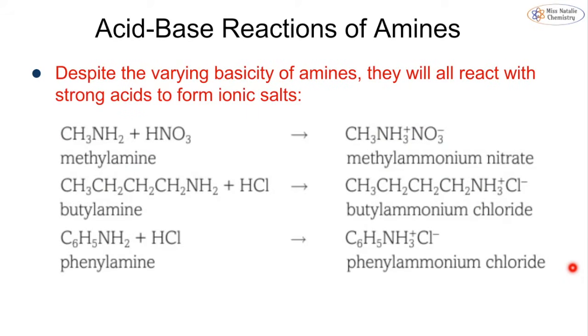Despite the varying basicity of amines, so despite some of them being much more basic than others, they will all react with strong acids to form ionic salts. And they will make this form of ammonium ion that will have the alkyl group at the start. So methyl ammonium, butyl ammonium, or phenyl ammonium. All of these will be able to react and form these salts.